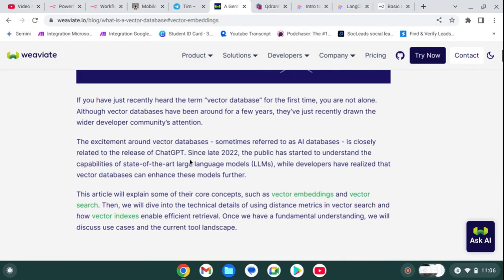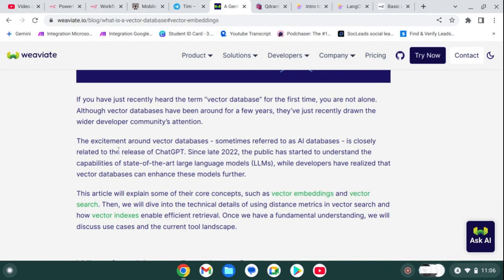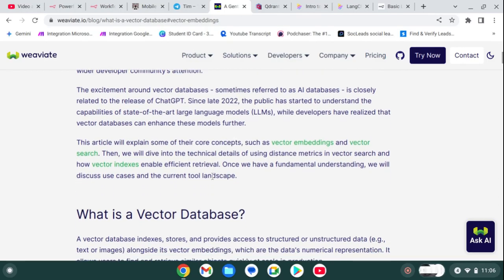So what is so great about this? When ChatGPT was released in December 2022, the public understood the capability of state of the art large language models, while developers realized that vector databases can enhance these models further. This article will explain some of the core concepts, such as vector embedding and vector search.